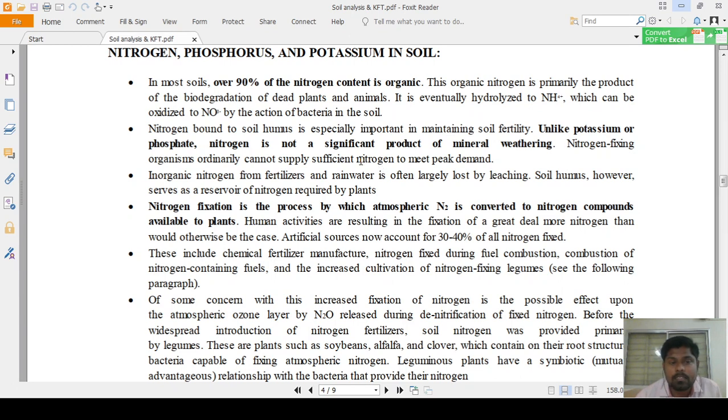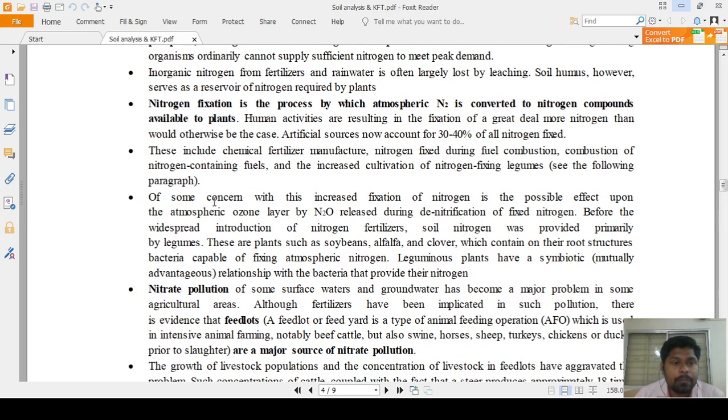And nitrogen fixing organisms, you know about the ribosomes. Okay, the nitrogen fixing organisms ordinarily cannot supply sufficient nitrogen to meet peak demands. Inorganic nitrogen from fertilizers and rainwater is often largely lost by the leaching process. That word leaching I am also going to discuss in unit number 1. Soil humus, however, serves as a reservoir of the nitrogen required by plants. That is the process of nitrogen fixation.